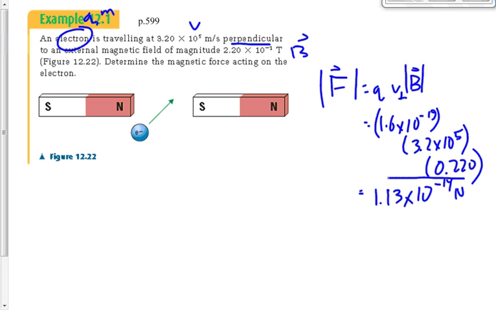That's a pretty small force, right? But we're also talking about the force on an electron, so it doesn't take much force to move it, right? 1.13 times 10 to the minus 14 newtons. What about the direction of that force? Okay, let's do that now all together here, okay?